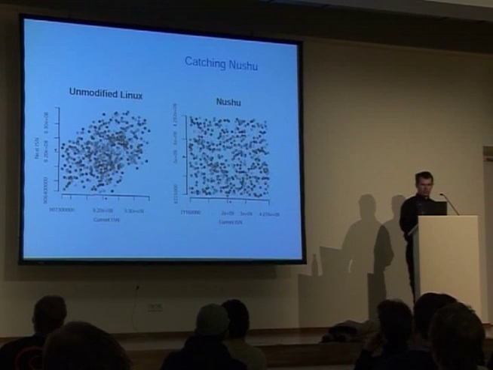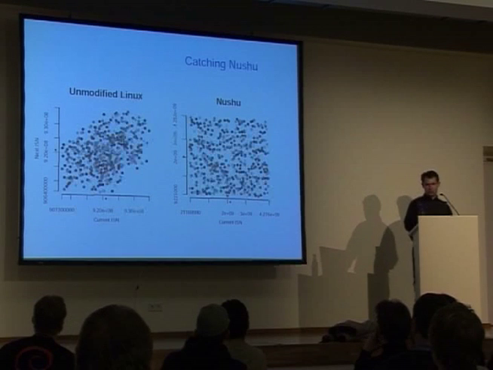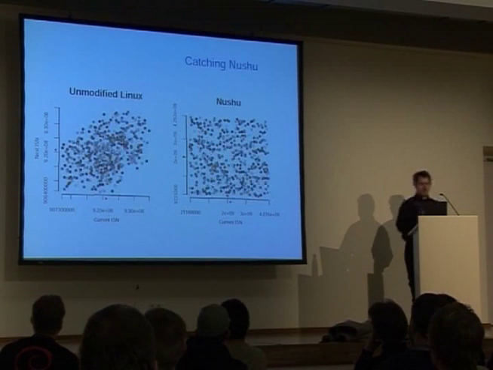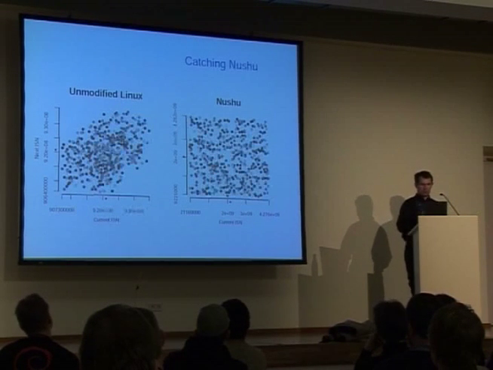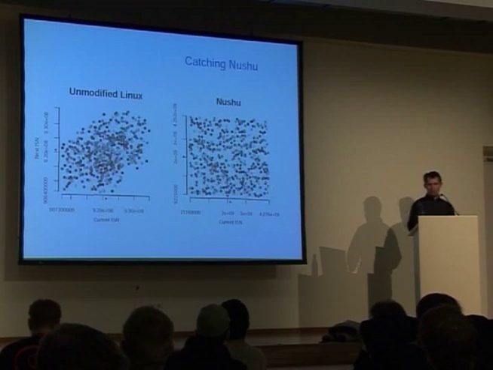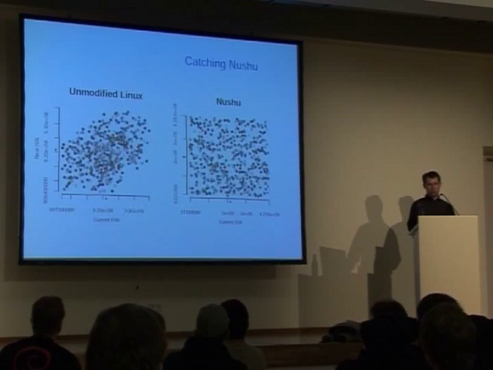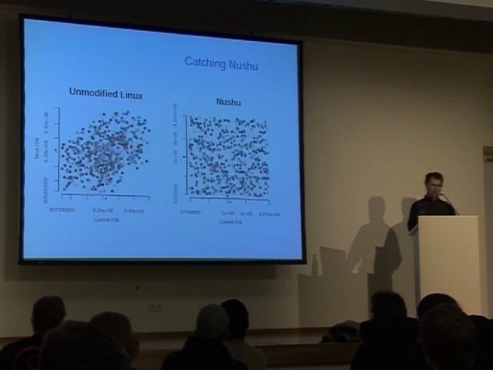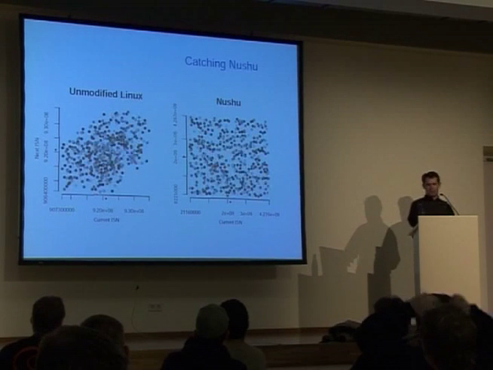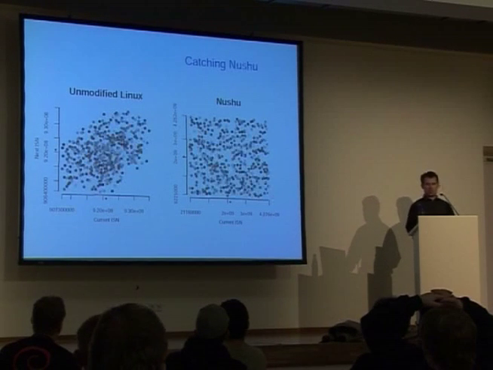So here's a graph comparing Linux and NUSHU. I'll explain what the axes are. On the x-axis is a particular initial sequence number. On the y-axis is the following initial sequence number. The first thing to notice about Linux is the scale. It doesn't use anywhere near the whole space of initial sequence numbers. It only goes up, everything starts with 9, but it's fairly evenly distributed above that. The red dot in both axes is the mean for that axis.